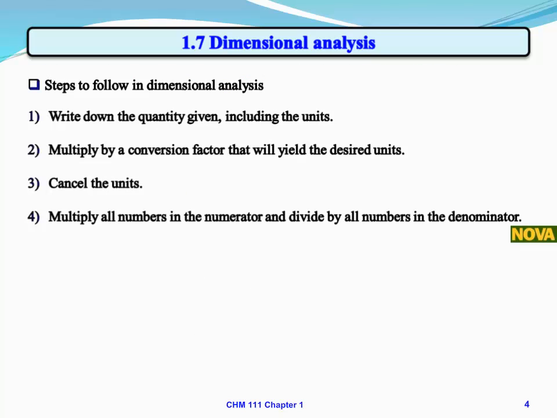The steps of dimensional analysis. 1. Write down the quantity given, including the units. 2. Multiply by a conversion factor that will yield the desired units. 3. Cancel the units. 4. Multiply all numbers in the numerator and divide by all numbers in the denominator.